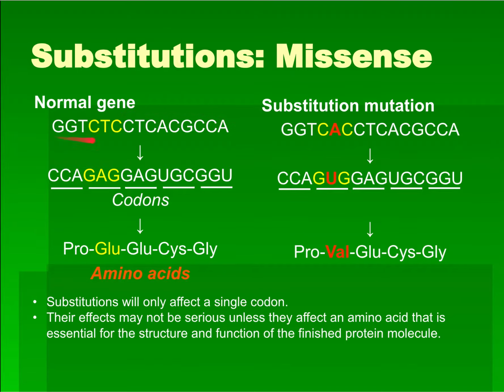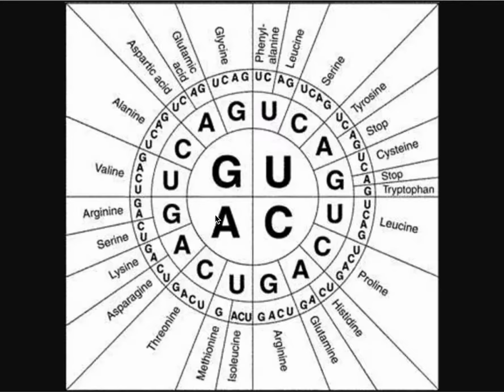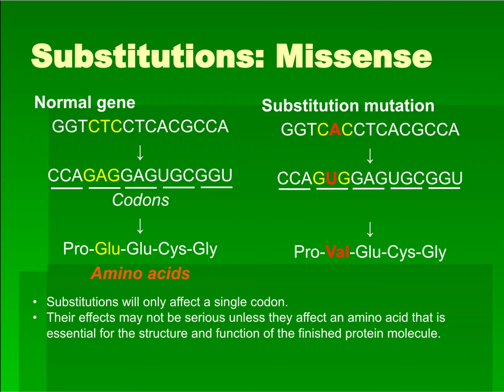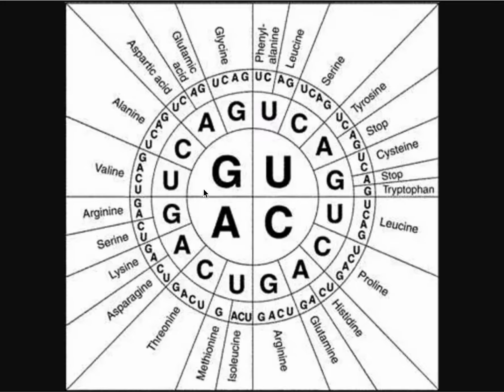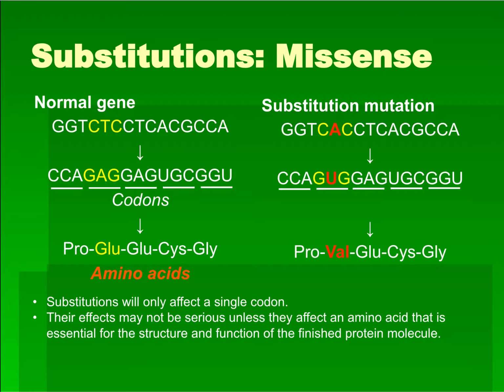Now, when we transcribe our original DNA into our mRNA, we could see that our first codon is going to be CCA, proline, and our next amino acid is going to be GAG, glutamic acid. And guys, I'm just going to start saying the abbreviations. I'm not going to go into the entire name. We'll be here forever.